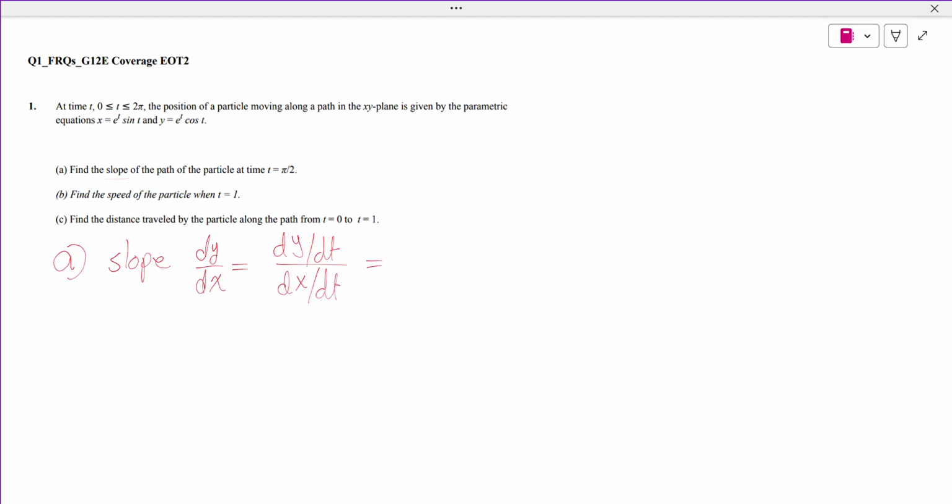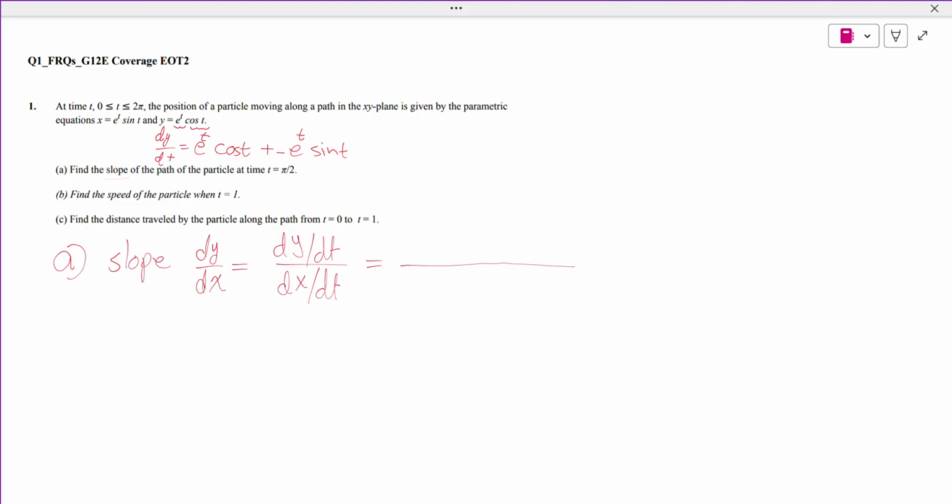So dy over dt, this one here. To find it, it's a product between two functions, so we will apply the product rule. The product rule says differentiate the first, leave the second, plus leave the first, differentiate the second. The derivative of cos is negative sine of t. And it will be the same for dx over dt. Okay, so let's write them here.